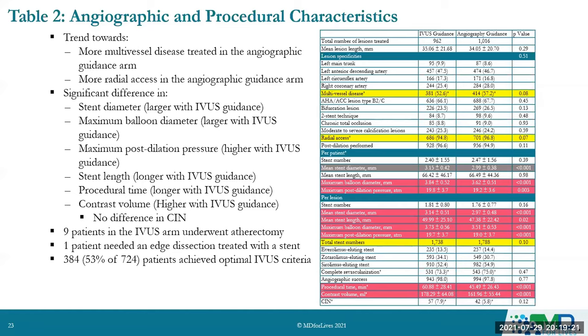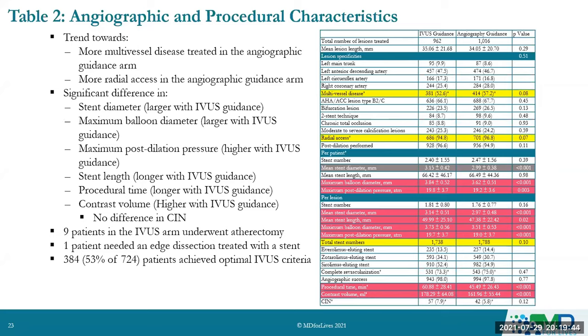What was significant is that patients in the IVUS guided groups had a larger maximum balloon diameter, a higher pressure post-dilation, a larger stent diameter, more stent length, and then larger balloons used. So when we use intravascular imaging, we often are able to go bigger than we think we should based on the angiogram alone. The procedural time for the IVUS group was longer.